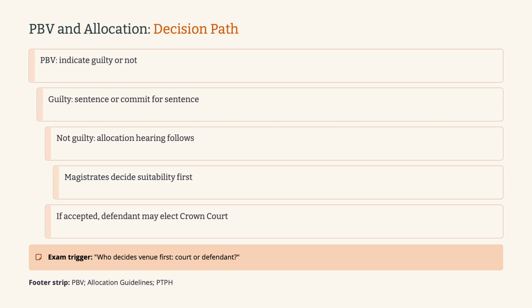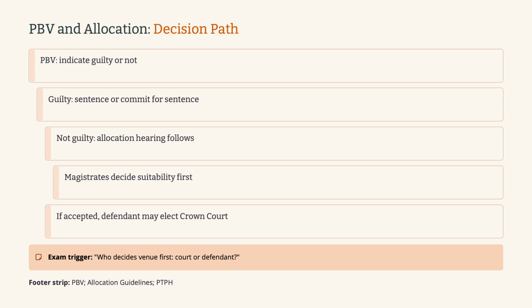First, plea before venue occurs. The defendant indicates whether they would plead guilty or not guilty if the matter proceeds to trial. This is an indication, not a formal plea yet. Second, if the defendant indicates guilty, the magistrates accept jurisdiction for sentencing or commit the defendant to the Crown Court for sentencing if their powers are insufficient. There is no allocation hearing because the defendant has indicated guilty. So third, if the defendant indicates not guilty, the allocation hearing follows. This is where venue is determined.